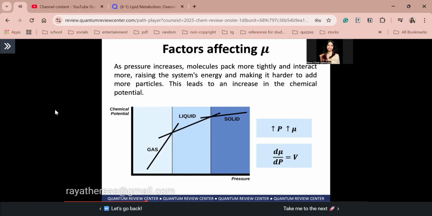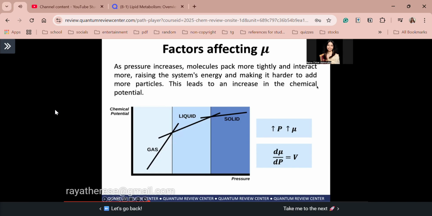Bakit? Okay? So guys, imagine nyo lang, yung molecules, get squeezed closer together. There is less space between them and more interaction between them. Okay? So adding more particles becomes harder. You would need more energy to drive the substance in order to change it. Again, you have to add in more energy in order to add in more particles.